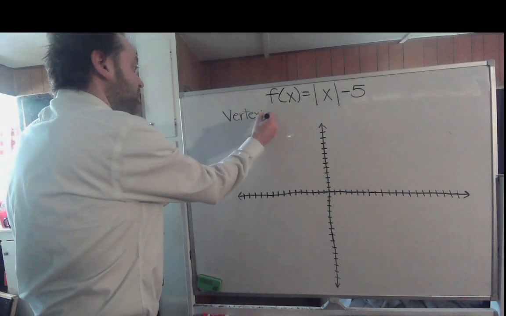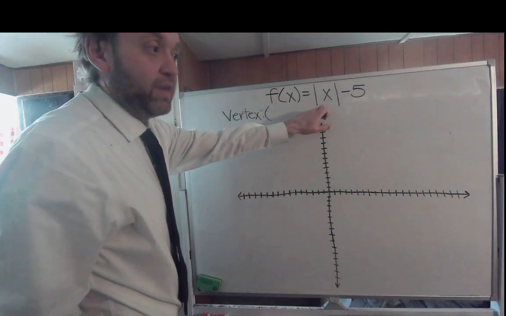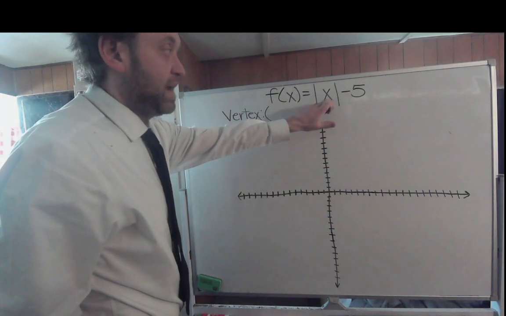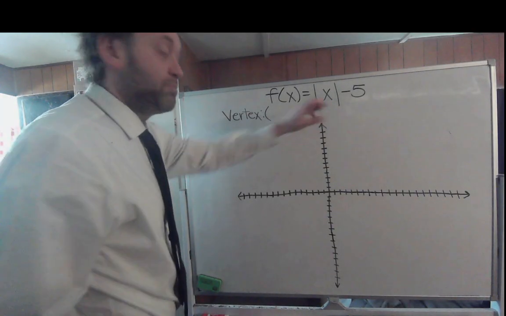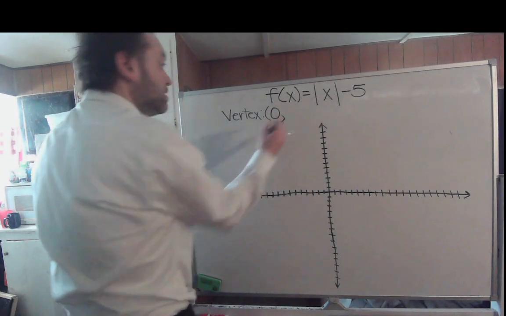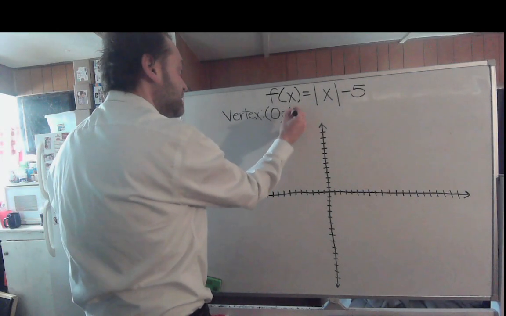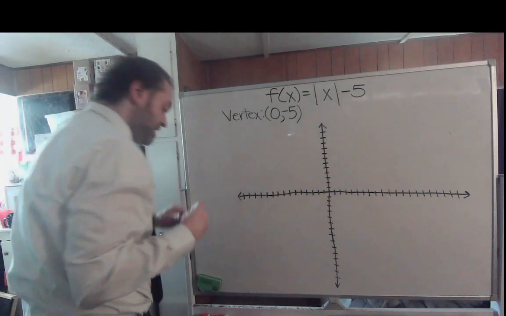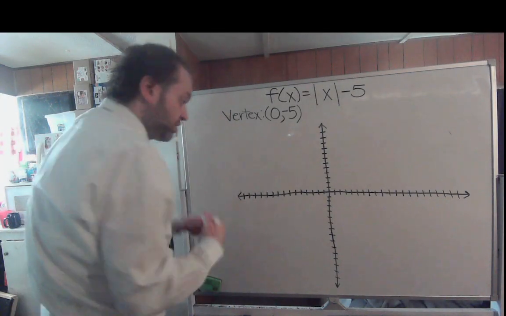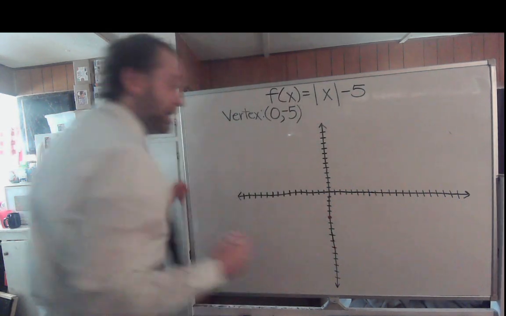Notice something. You have no h value inside the absolute value brackets. You just have x by itself, meaning the x coordinate is 0, but you have a k value of negative 5, so your vertex will be at the point 0, negative 5. So let's plot our vertex. There's 0, negative 5.